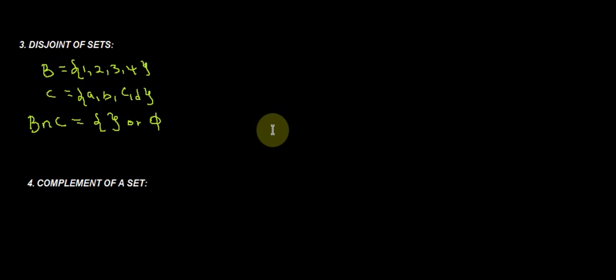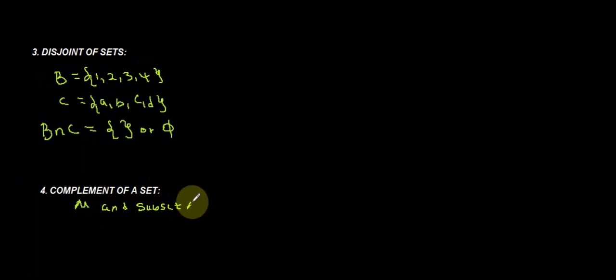The fourth operation on sets is what we call complement of a set. From our previous videos, we already have the understanding of what we call the universal set and the meaning of a subset. So let's say we have a universal set and a subset A.